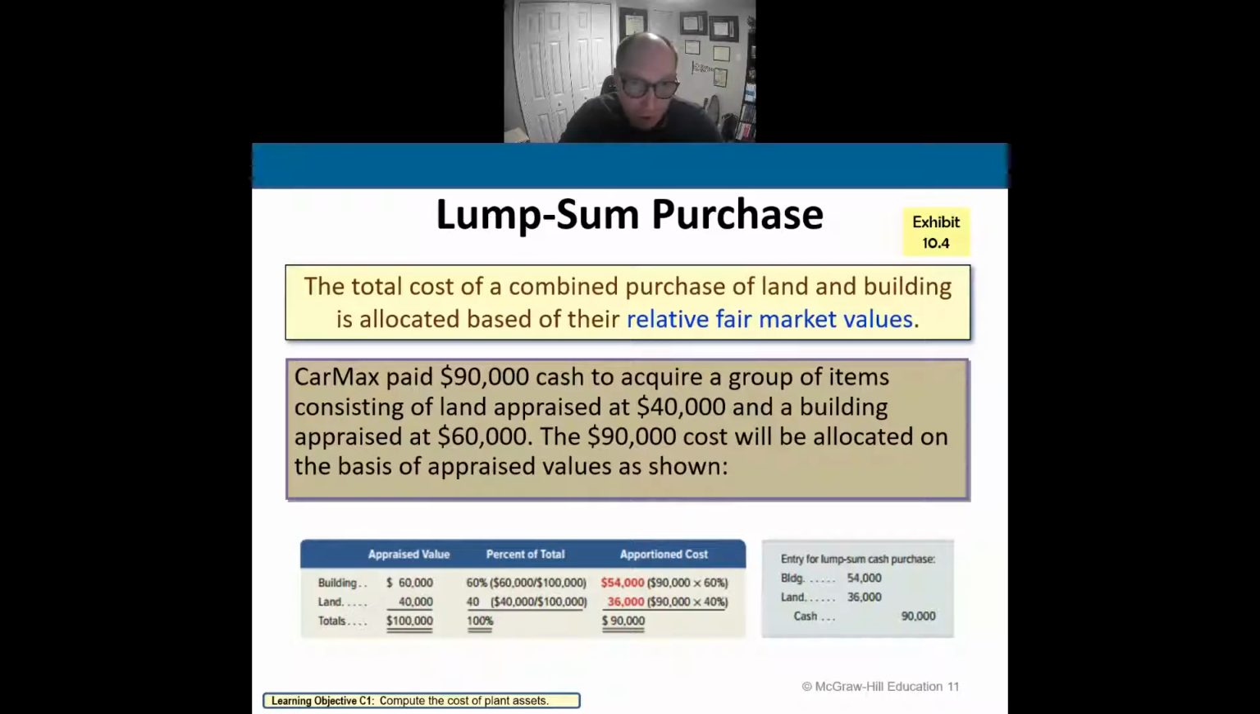So we have a building and we have land. We bought it on a lump sum purchase, the building and the land together, for $100,000. The company estimated 60% for the building, 40% for the land. So we have what's called an apportioned cost. We apportion the cost based off of the appraised value. It's just an example of how that looks.